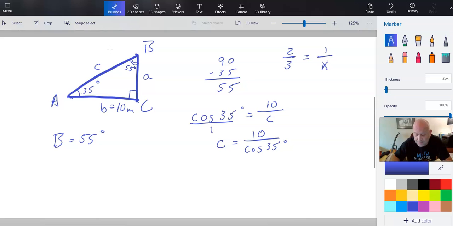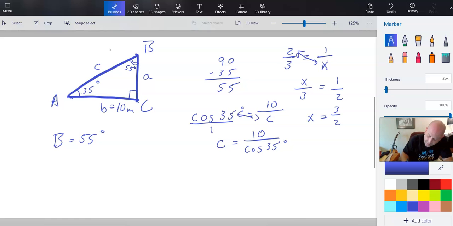I could also swap the 3 and the 1, right? That's allowed as well. Although the 3 and the 1 won't be as useful, if I swap the 2 and the x, that changes this to x over 3 is equal to 1/2, right? And then I can multiply both sides by 3 and get x is equal to 3/2. What I ended up doing though was swapping the diagonal, and that's what I just did right here. I swapped the c and the cosine 35 just to save myself a little time.